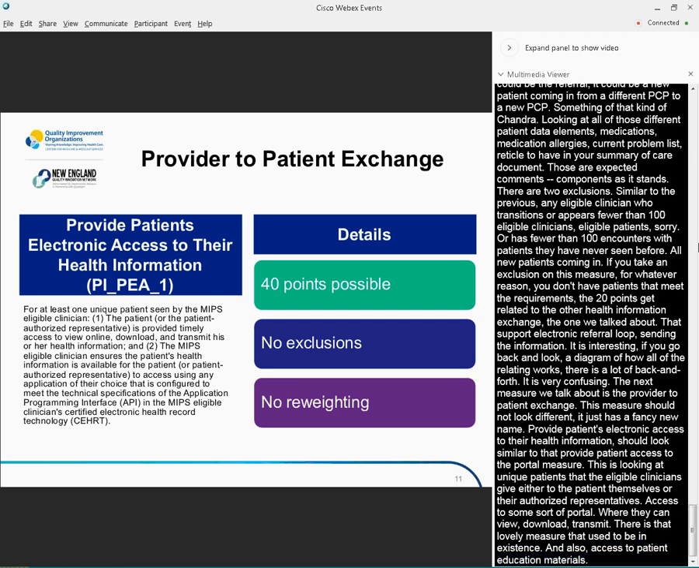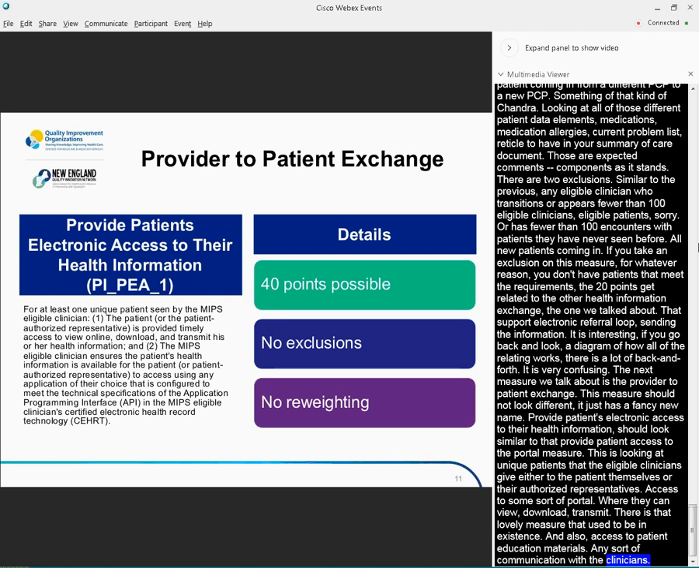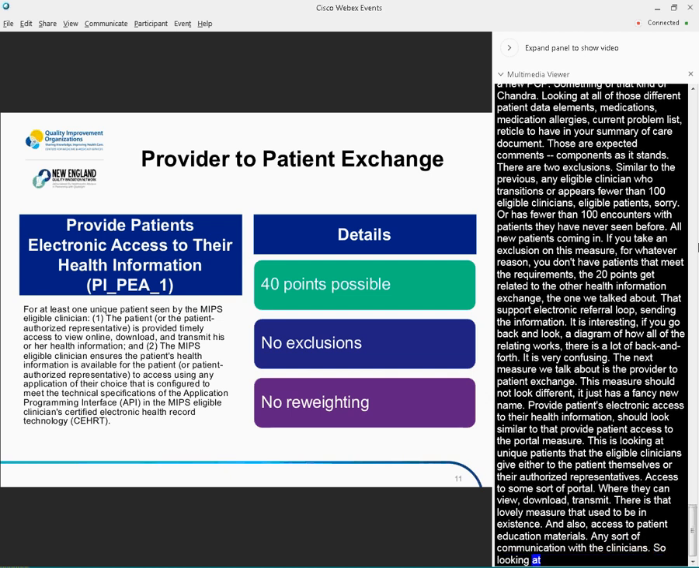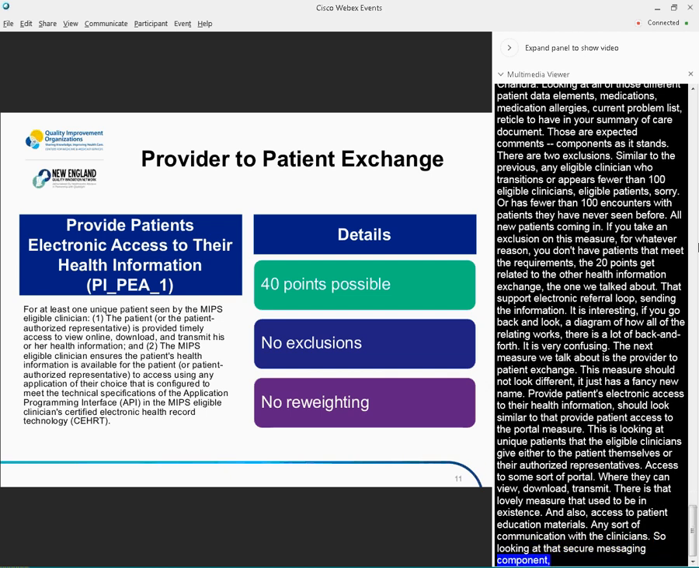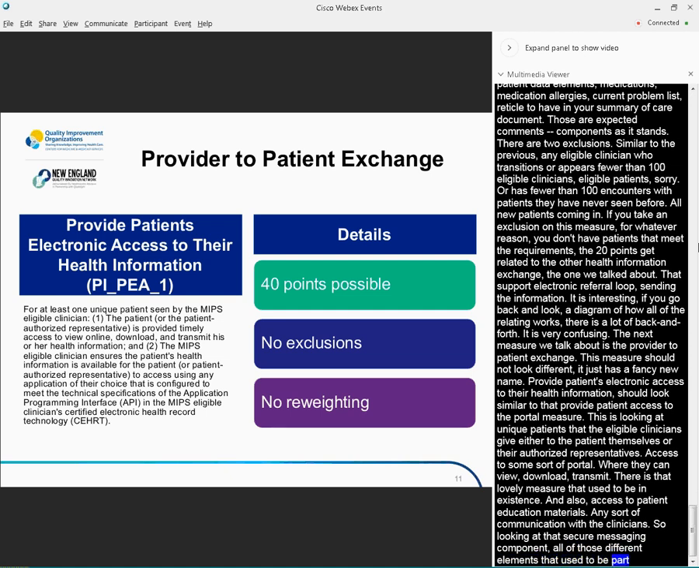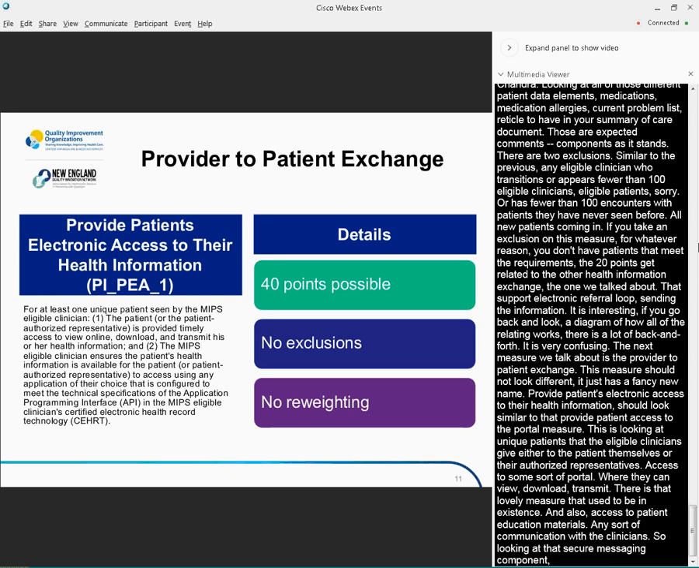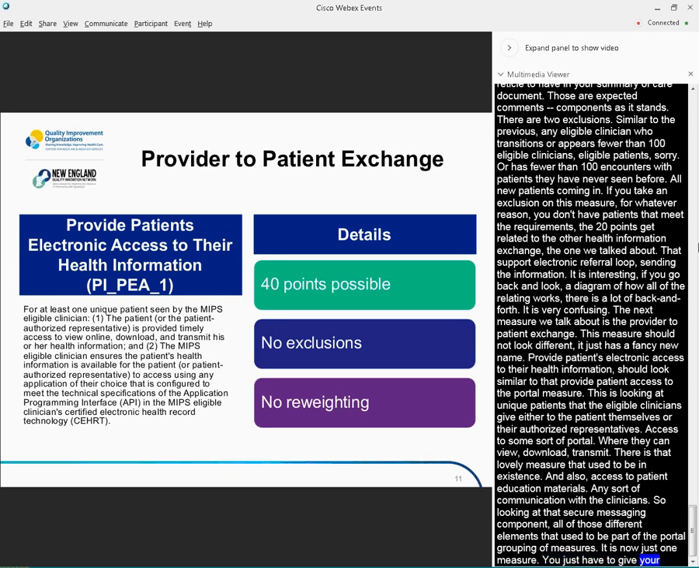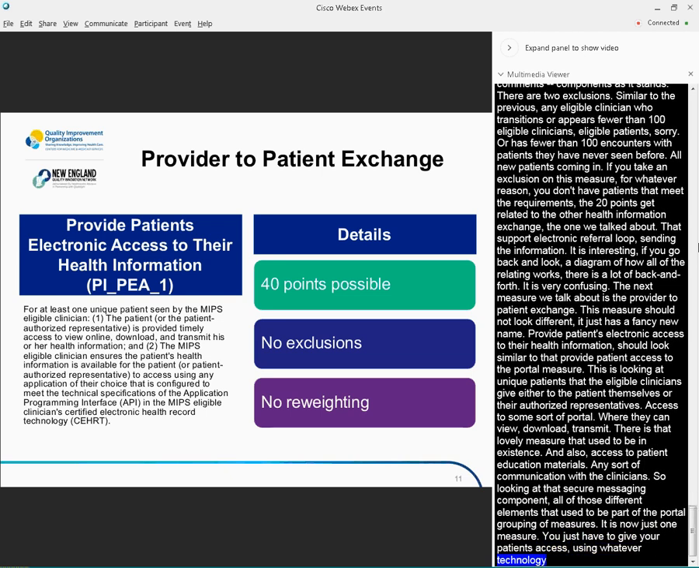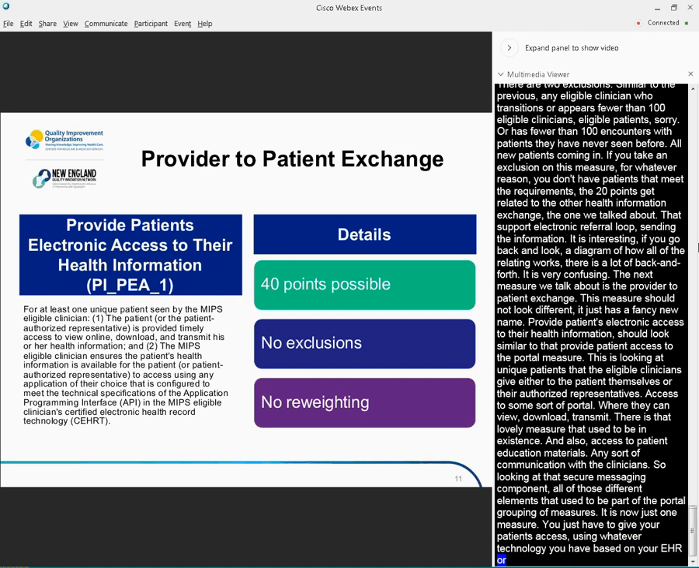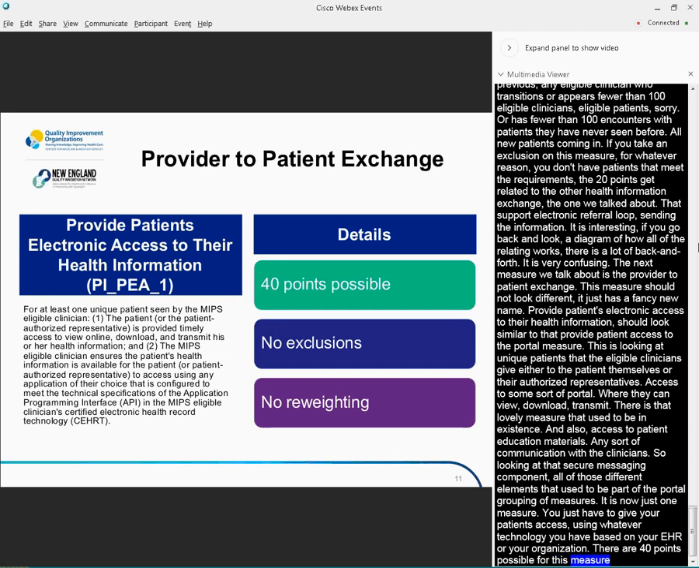looking at that secure messaging component, really all of those different elements that used to be part of the portal grouping of measures is now just one measure. So you just have to give your patients access using whatever technology you have based on your EHR or your organization. There are 40 points possible for this measure, and there is no exclusion and no reweighting. So this one remains as it is.